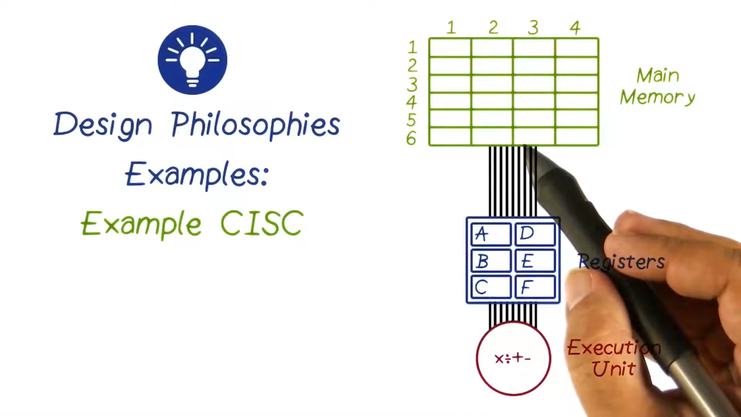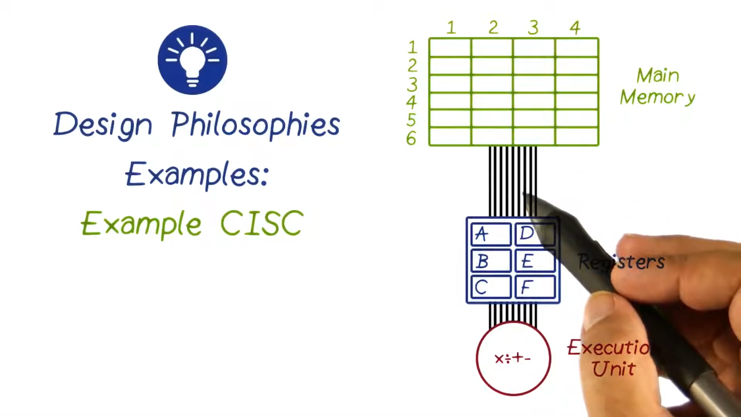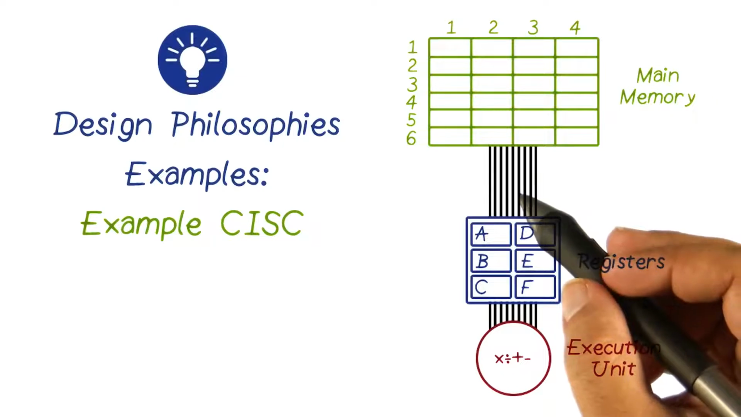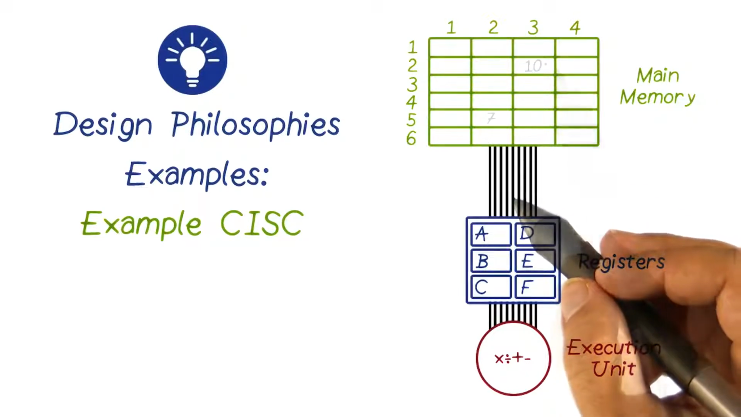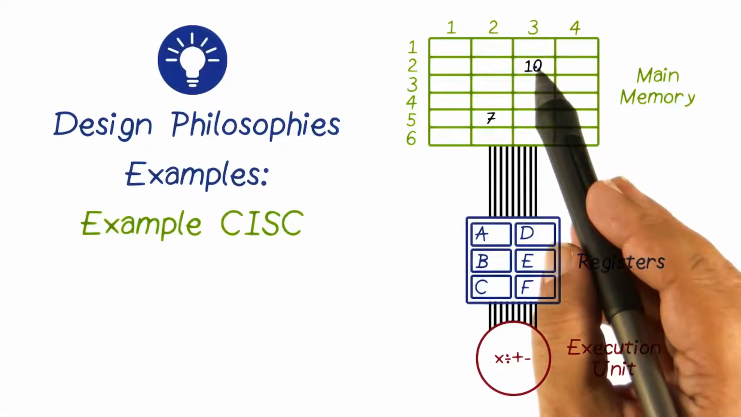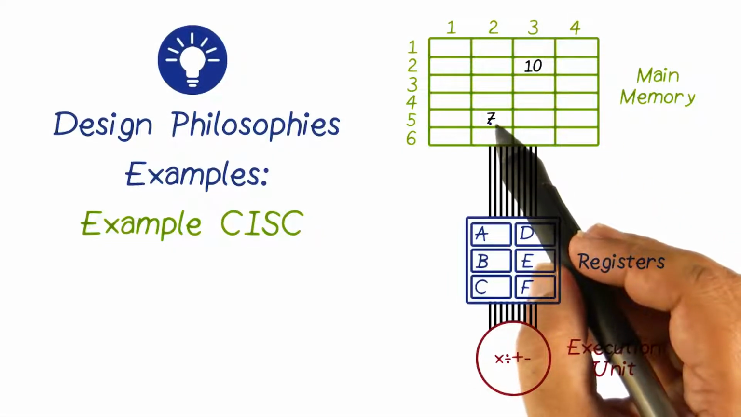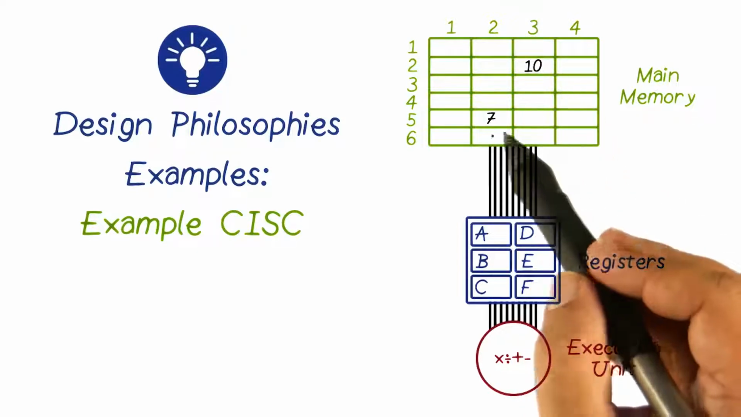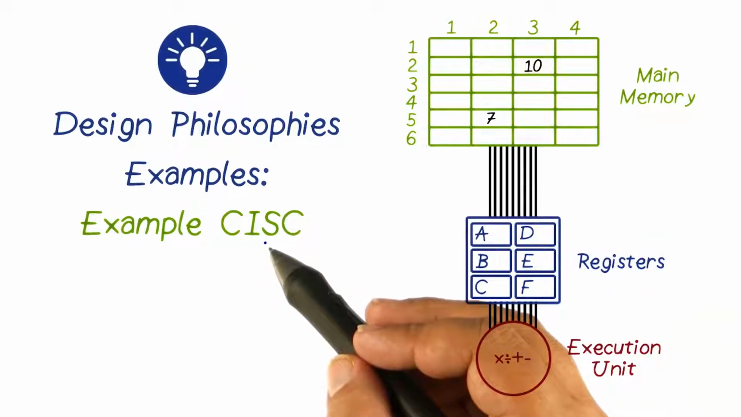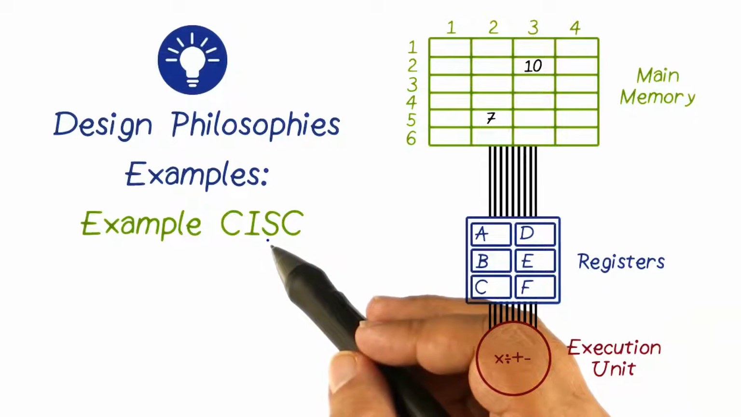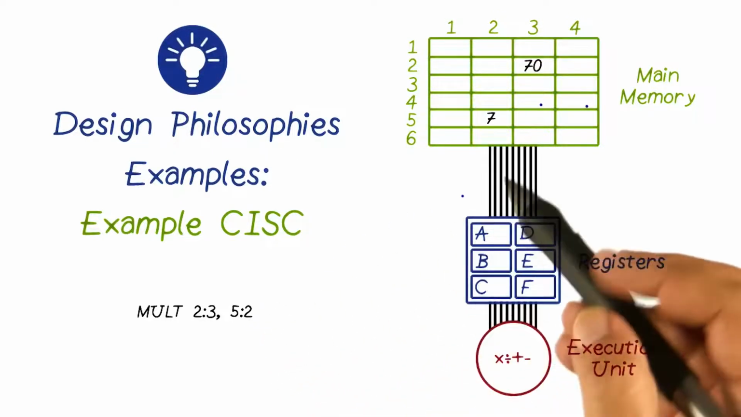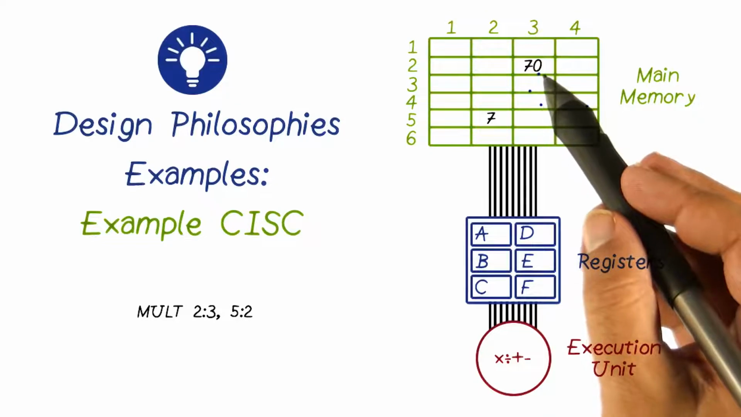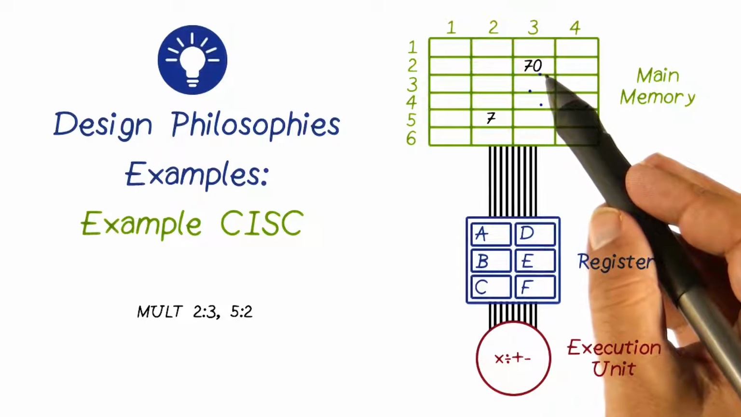We begin with a simplified diagram of the main memory, registers, and ALU for a processor. Let's see what happens when we perform a simple multiplication command, A = A * B. Let us say there is a 10 in location 2:3, and then there is a 7 in location 5:2, as shown here. With the CISC architecture, we can use a complex instruction to perform this task. The CISC programmer uses the command mult 2:3 5:2, and the result of the command will be stored in the location 2:3. In this case, the value is 10 times 7, which is equal to 70.